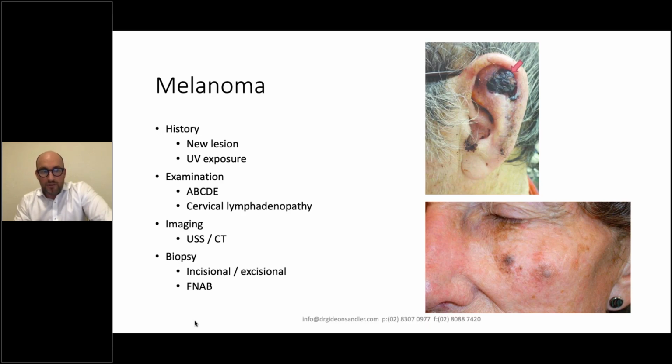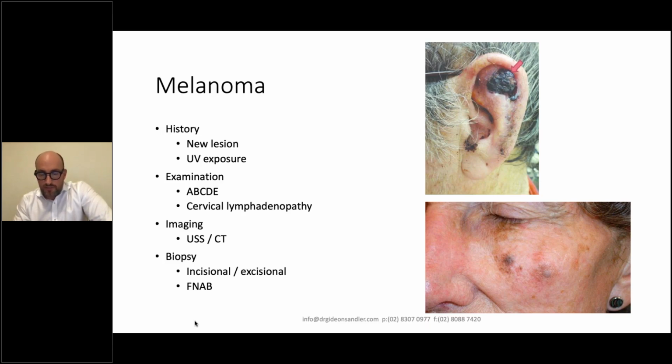Imaging of choice includes an ultrasound of the neck and then a CT. An incisional or an excisional biopsy is required if you can find the primary melanoma. It is important not to take a margin bigger than 2 or 3 millimeters if you're going to do an excisional biopsy, because if the Breslow thickness is over 0.8 millimeters, we may need to do a sentinel lymph node biopsy.